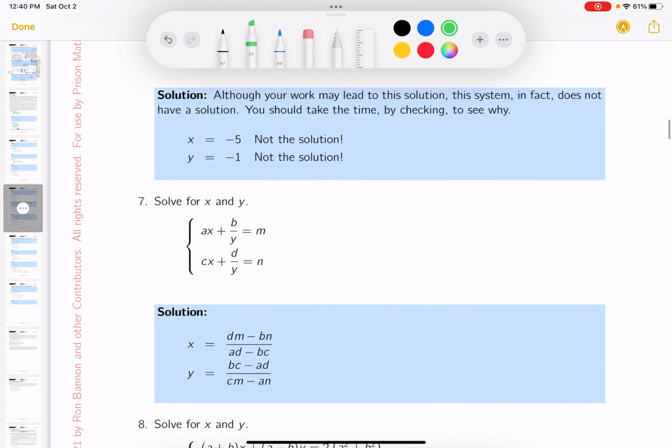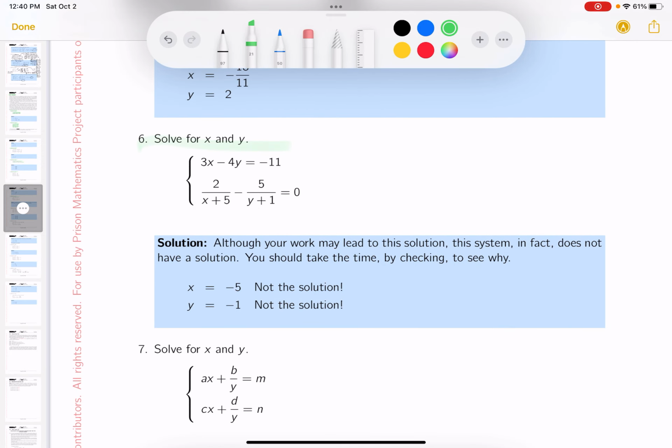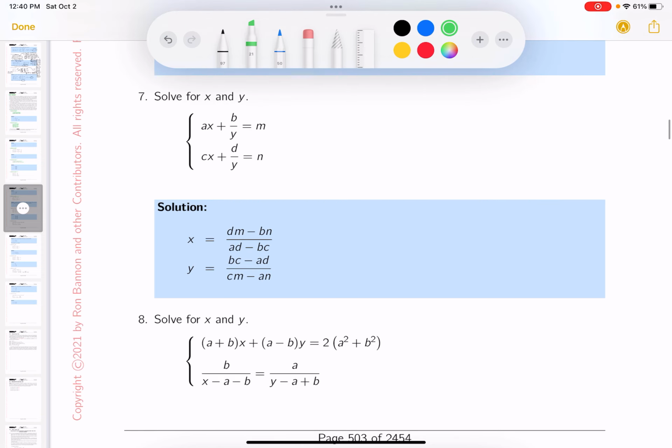Same thing, all right? This might seem tricky to you, and I'll tell you why. You may get an answer. You may think that answer is right, but please, you need to do the checking. You need to do it. Every single problem needs to be checked.